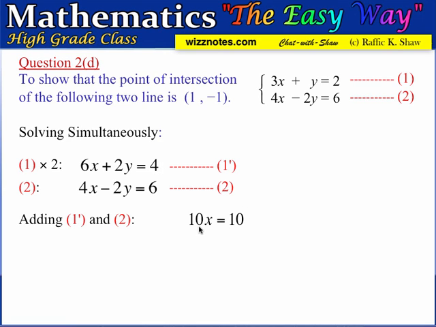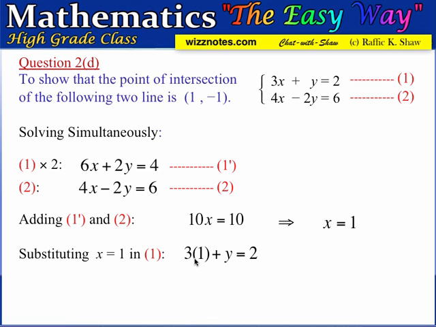If 10x is equal to 10, then x must be 1, because 10 multiplied by 1 is 10. Now to find the corresponding value of y that goes with x equals 1, we substitute x equals 1 in equation 1, or we can use equation 2. It's easier in this case to use equation 1. So we're going to substitute x equals 1 in equation 1 to find the y value that goes with x equals 1, and this is it.